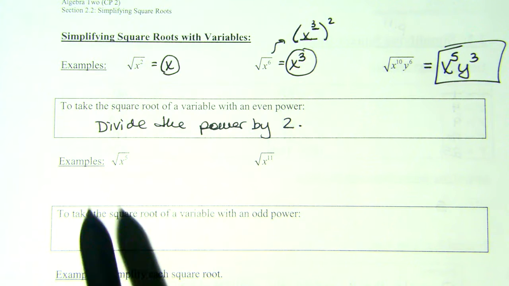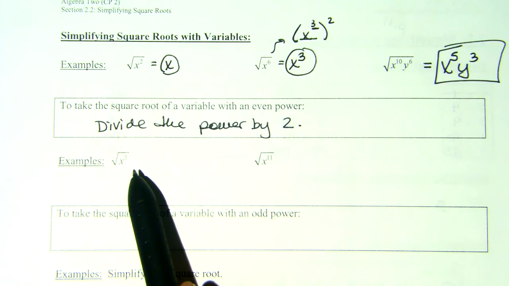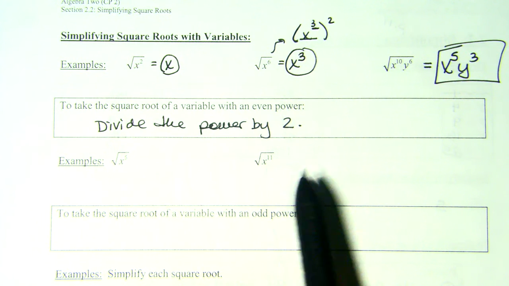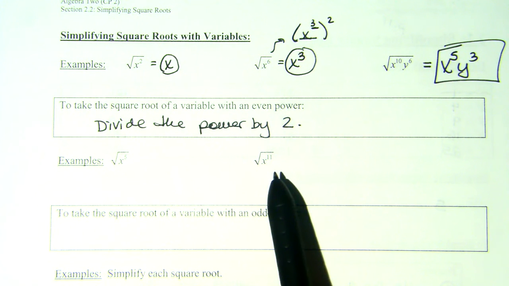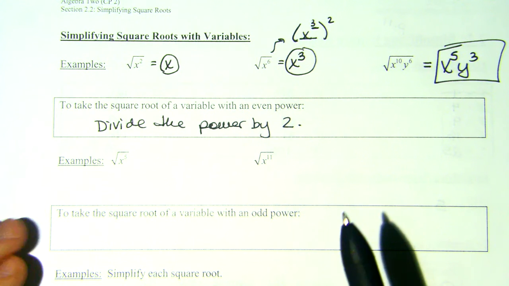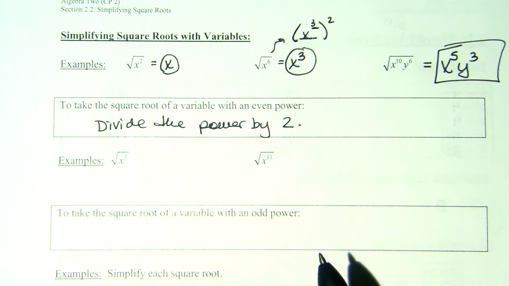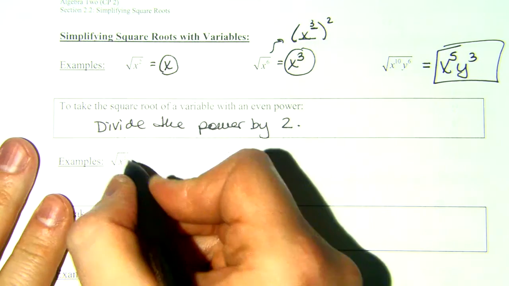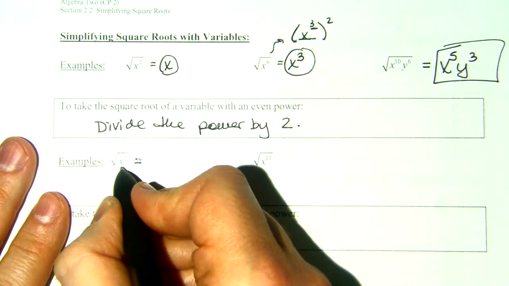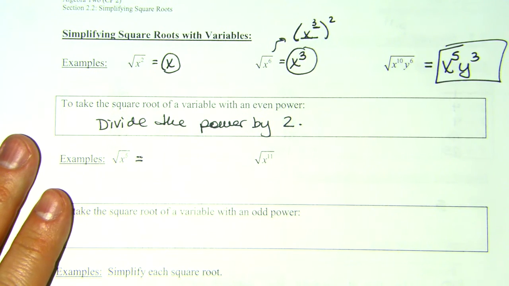Not so easy, though, when it's an odd power. Well, still not terrible, but not quite that easy when it's an odd power. Because 5 divided by 2 is 5 halves, 11 divided by 2, 11 halves. We will deal with fraction powers, but not till quarter 4. But here's what we can do. I can use a similar trick that I used with my numbers. I can break this down into a perfect square times the leftovers.